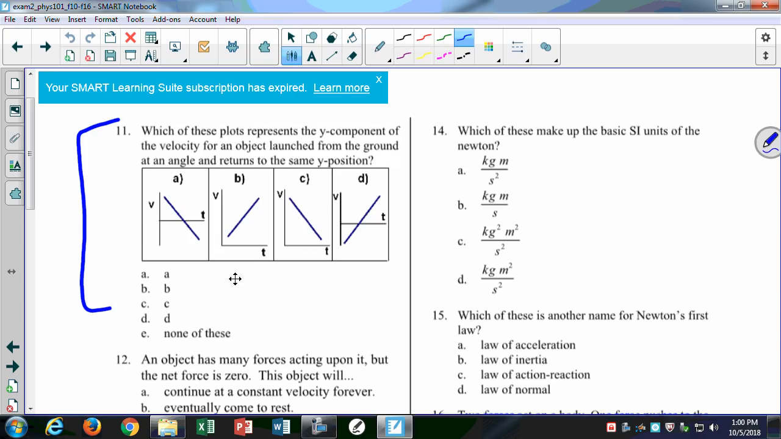Let me show you. This is what I'm looking at, something like this. Initially, the y velocity is big and positive, then it gets smaller, and then it's 0, and then it gets big and negative. All right?